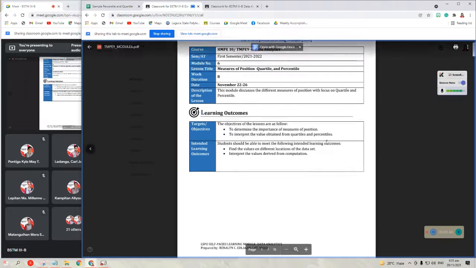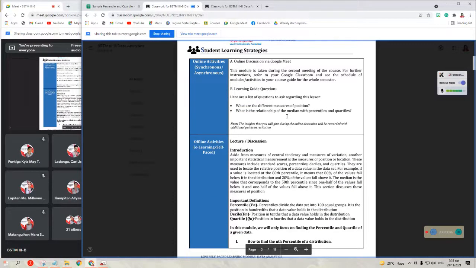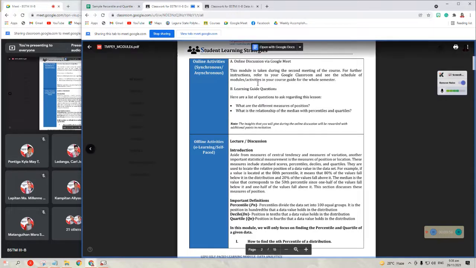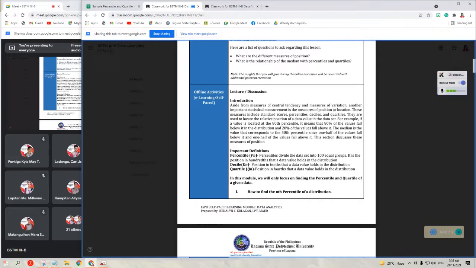So for the learning outcomes, you have plenty of time, so please read this on your own na lang. So for the student learning guide questions, dalawa lang po yung itatanong ko sa inyo. So you have to be prepared on how to answer these two learning guide questions pagdating ng recitation natin next meeting. So these are the questions that I will be asking you. What are the different measures of possession and what is the relationship of the median with percentiles and quartiles?